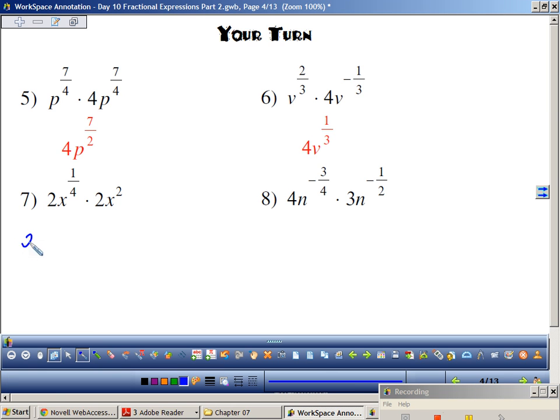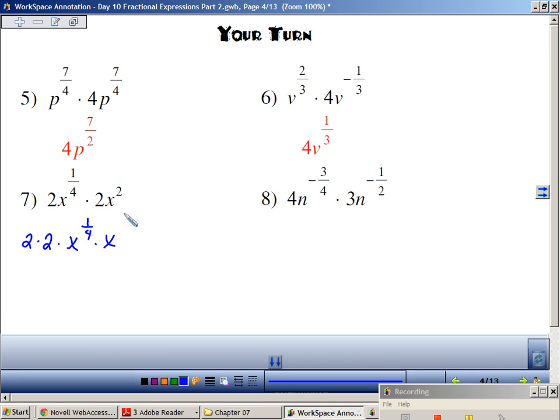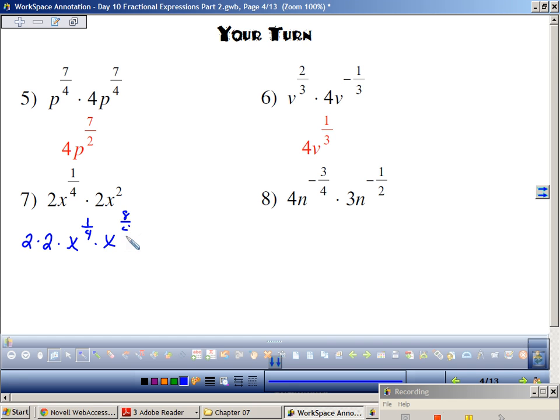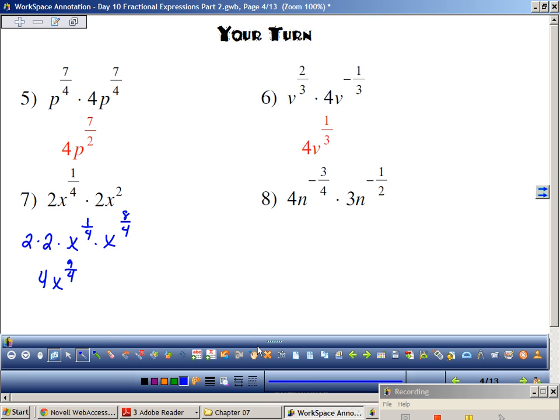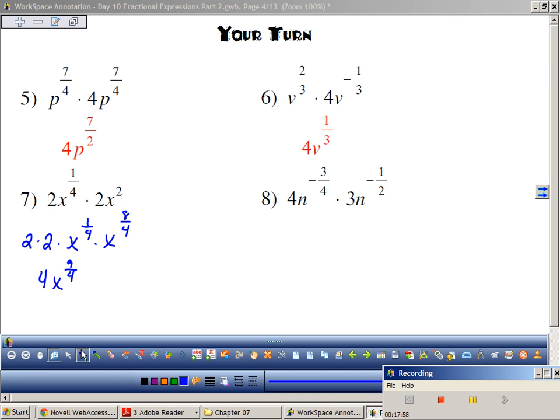Okay, so this one is 2 times 2 times x to the 1/4 times x to the 8/4, thank you, which is 4x to the 9/4. Now you guys do this one. All right, let's do this one together. So I've got 4 times 3. I'm going to kind of go this way.